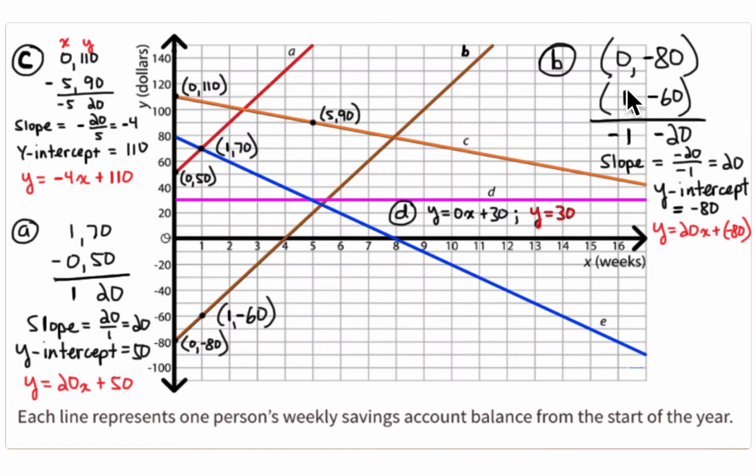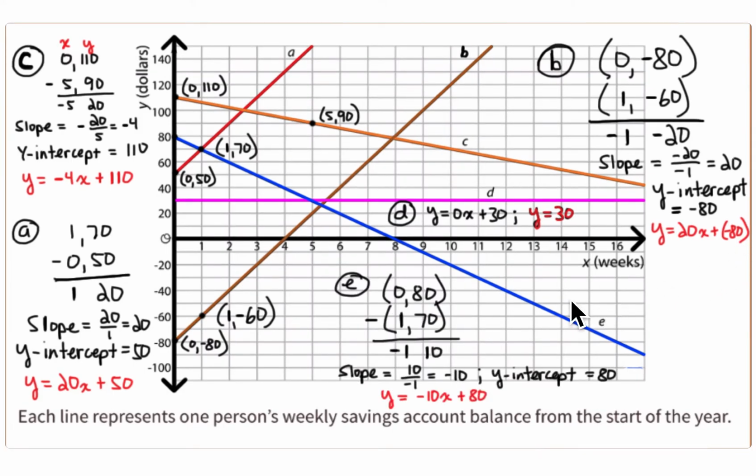That would be 1 minus 0 is 1, and a negative 60 minus a negative 80 is a negative 60 plus a positive 80, so that's going to give you a positive 20. So you'd have positive 20 over a positive 1, which would also give you 20. So the y-intercept is negative 80, and the slope is a positive 20. So y equals 20x plus negative 80.